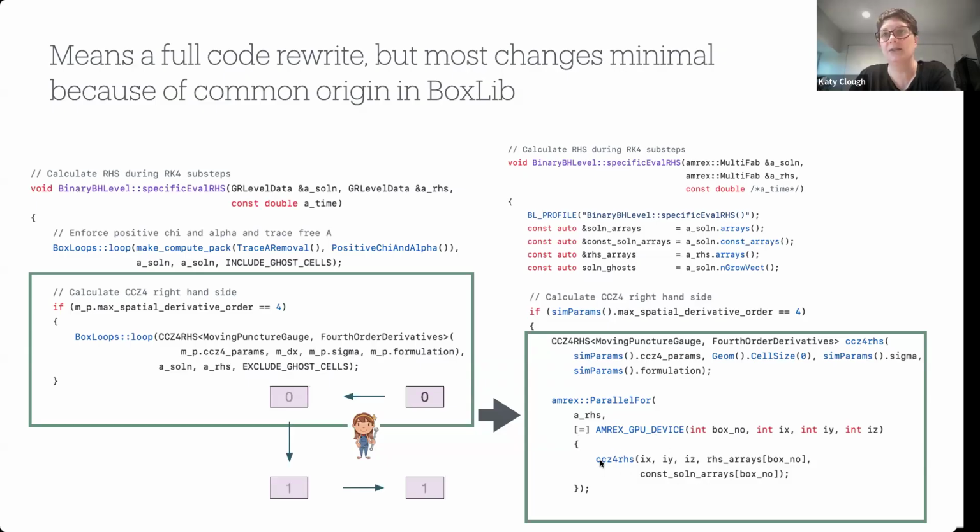Most of what's in this class, the CCZ4 right hand side class, hasn't changed much between these two, in this upgrade. So from a user perspective, it's quite an easy change. Wherever you have a box loop, you now have this AMReX parallel 4. And AMReX parallel 4 will make sure that it runs on the GPU in the correct way.